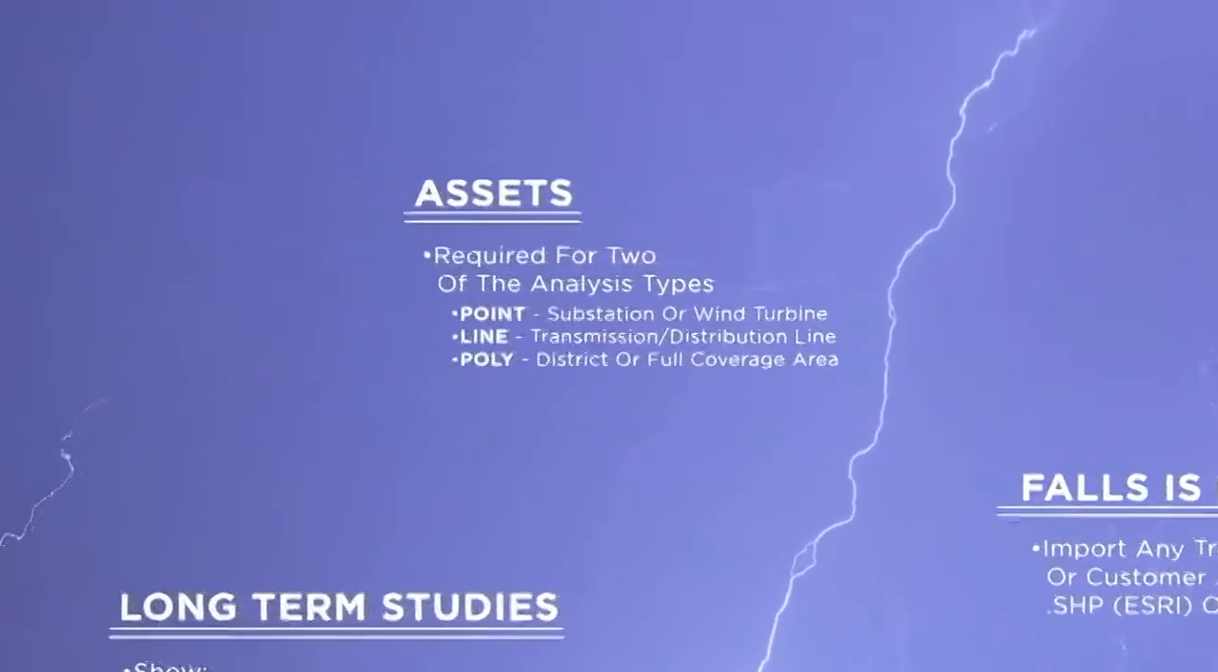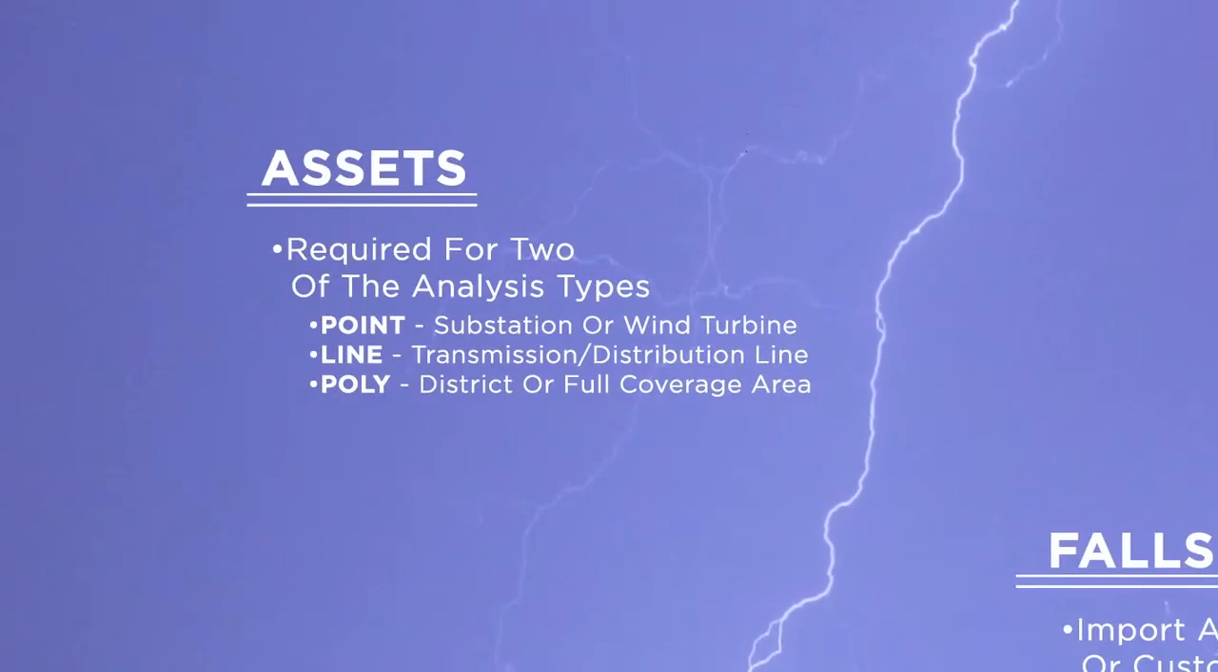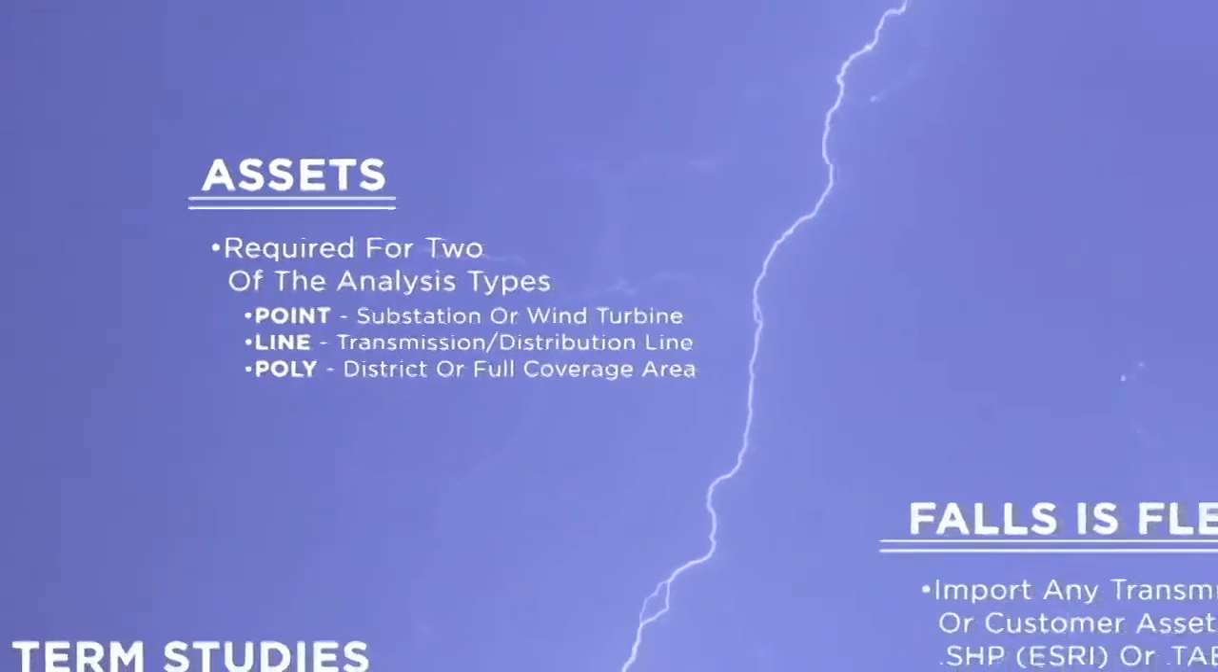I'm going to briefly explain what assets are, as they are required for two of the analysis types. You could have a point such as a substation or wind turbine. You could have a line, which would be a transmission or distribution line. Lastly, you could have a poly region, which would be a district or your full coverage area.